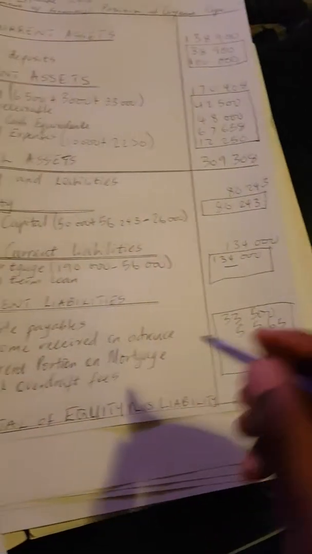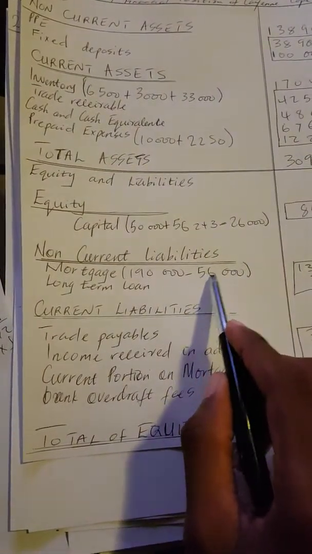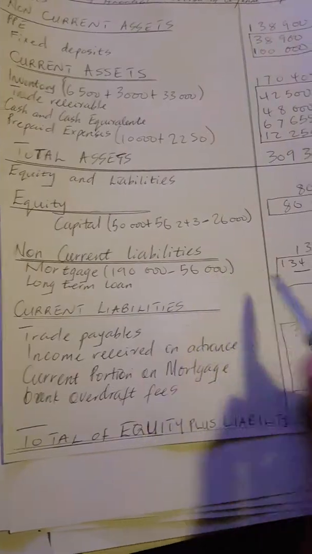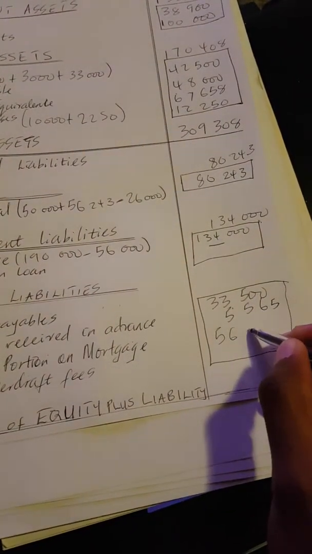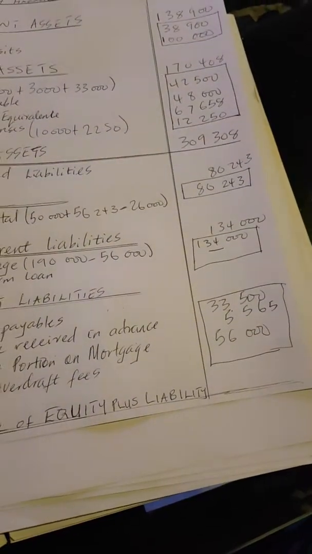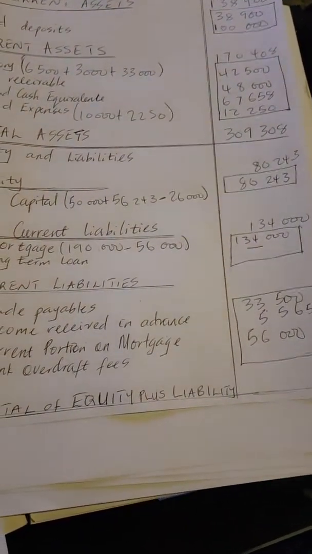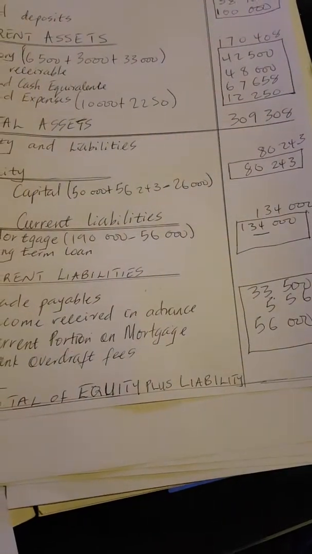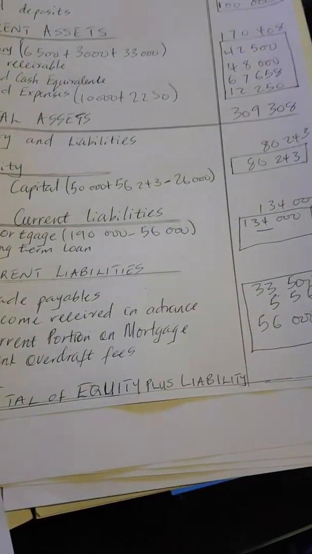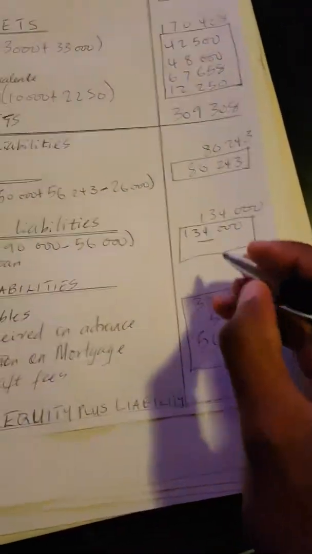Income received in advance is 5,565. And then one more thing, we have the current portion on mortgage. Remember the 56,000 we subtracted here, it's a current portion. So the current portion is 56,000. Now, if you add all three of them, how much will you get? 33,500 plus 5,565 plus 56,000 gives you 95,065.